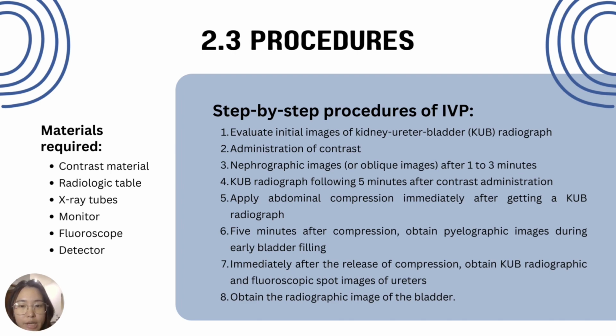Then the KUB radiograph is taken 5 minutes after contrast administration, and then abdominal compression is applied immediately after getting the KUB radiograph. Five minutes after the compression, we obtain the pyelographic images during early bladder filling. Immediately after the release of compression, obtain KUB radiographic and fluoroscopic spot images of the ureters. And the last one is to obtain the radiographic image of the bladder.